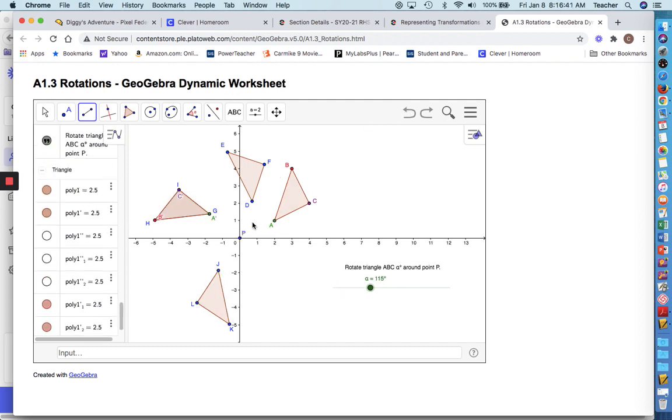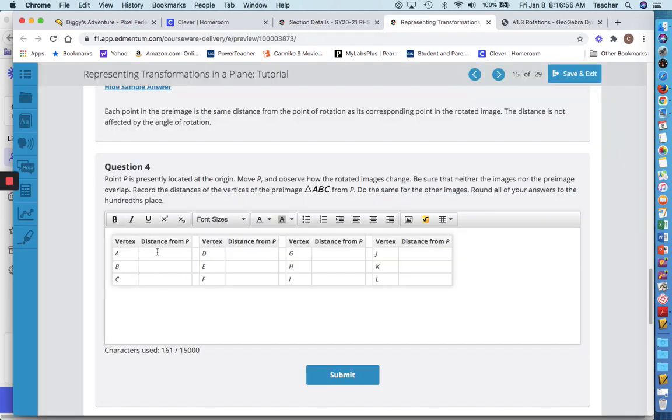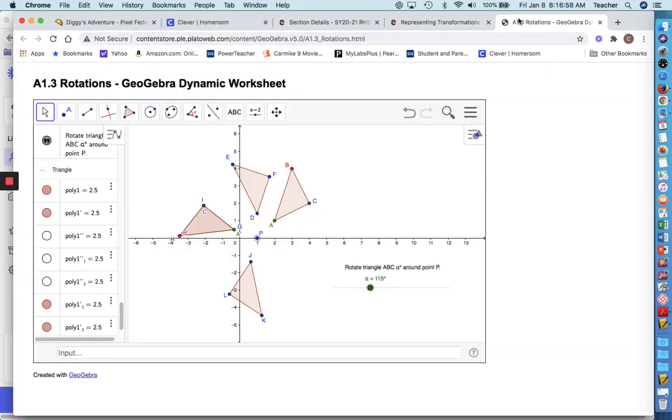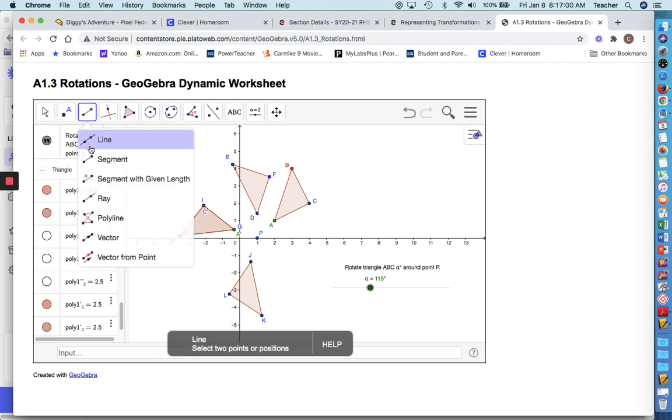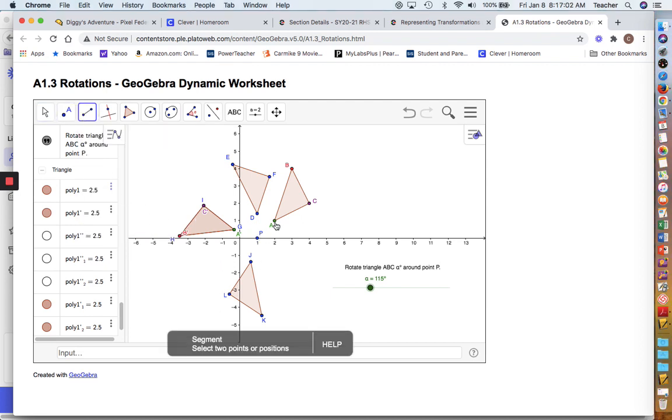Okay, so I got to move P. So let me come over here and select move. That's the first icon. I guess I'll just move it over to 1. How's that? Okay, so I moved it over to 1. Now what do I got to do? I got to find the distance from A to P. All right, so let me get my segment. Maybe I shouldn't have deleted it in the first place.